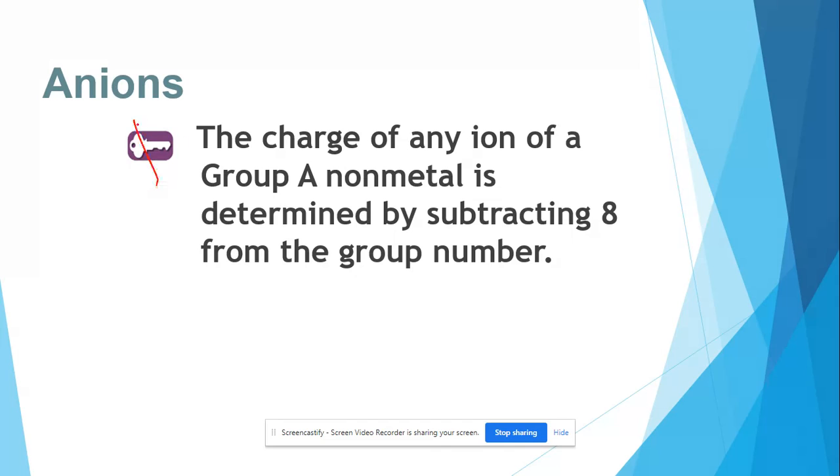Just like the last one, this is what you should write down because it summarizes exactly what I've said on the last slide. The charge of any ion of a group A non-metal is determined by subtracting 8 from the group number. So again, that's groups 5A, 6A, and 7A.